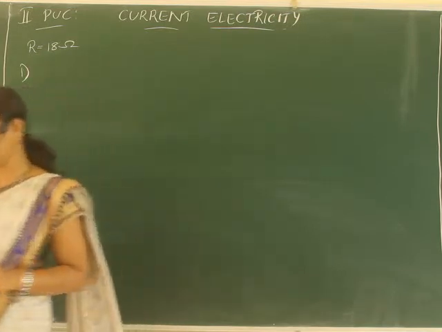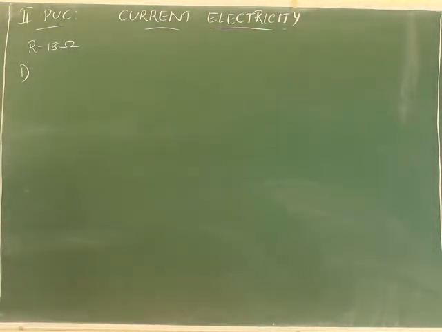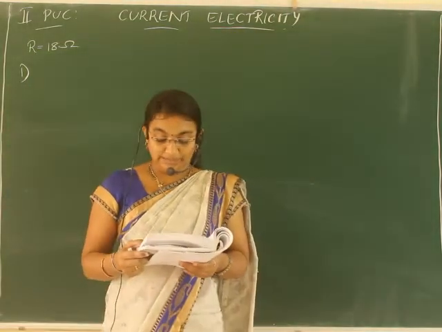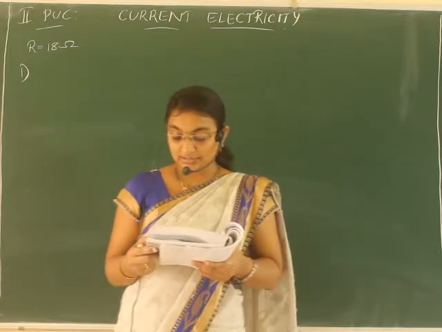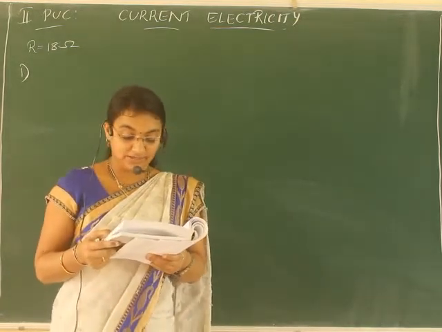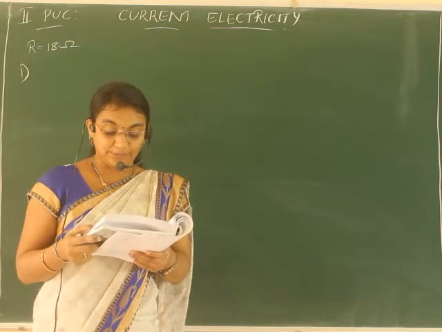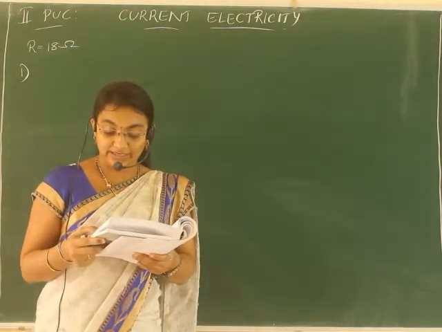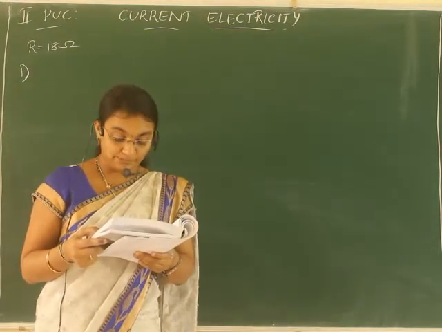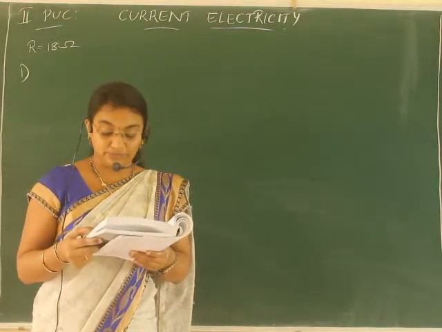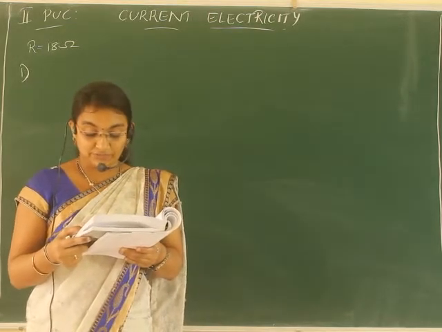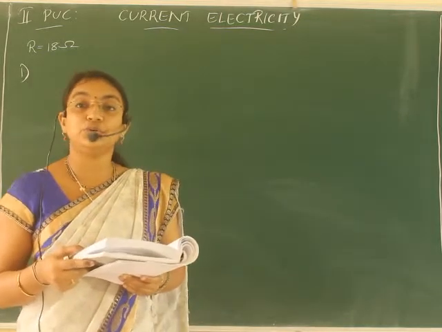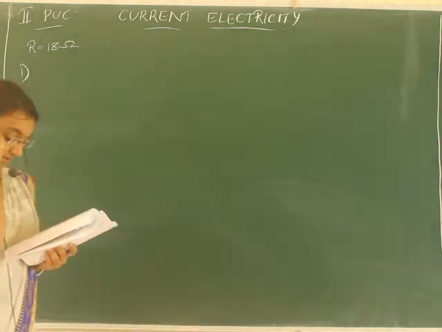Yes. First problem. A uniform copper wire of length 2 meter, area of cross section 5 into 10 to the power minus 7 meters square, carries a current of 2 ampere, assuming that there are 8 into 10 to the power 28 free electrons per meter cube of copper. Calculate the drift velocity of electrons. How much time will an electron take to drift from one end of the wire to the other? Correct? This is the question.